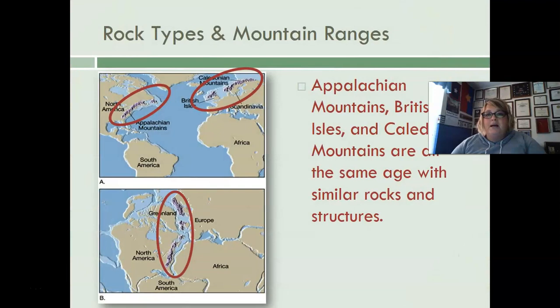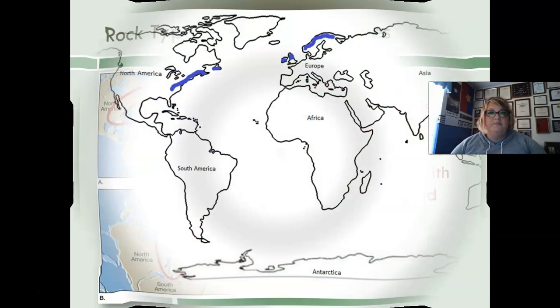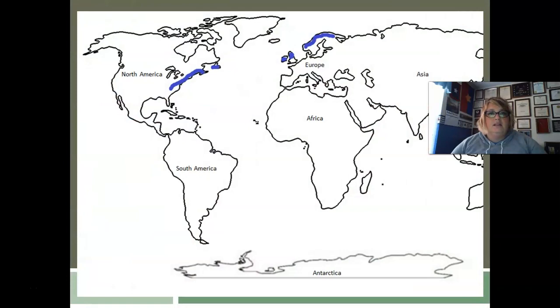Okay, the Appalachian Mountains, British Isles, and the Caledonia Mountains are the same age with similar rocks and structures. So when you put everything back together like it was Pangaea, if you look at the bottom picture, you can see how it all lines up into a straight line, with them being the same age and similar rocks and structures. That helps prove Wegener's theory. Just another graphic to look at.